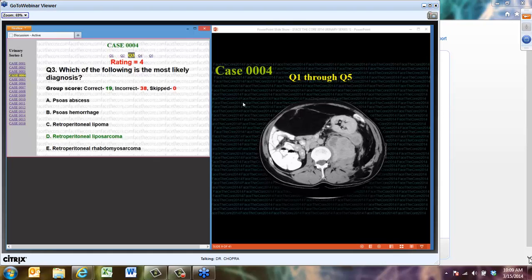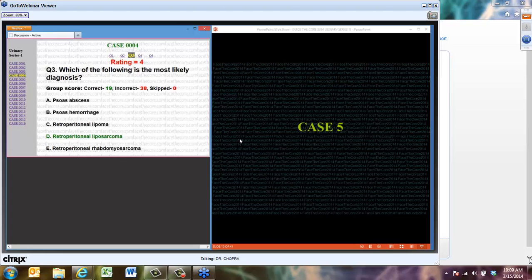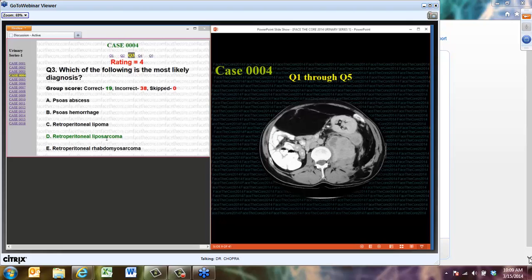Which of the following is the most likely diagnosis? And again, I am a little surprised, but that's okay. This is the time to learn. This is a retroperitoneal liposarcoma. It is not a lipoma. It is a fat-containing tumor. It also has some soft tissue components. This is called a dedifferentiated retroperitoneal liposarcoma. Even if that soft tissue component were not there, you would still not call it a retroperitoneal lipoma.